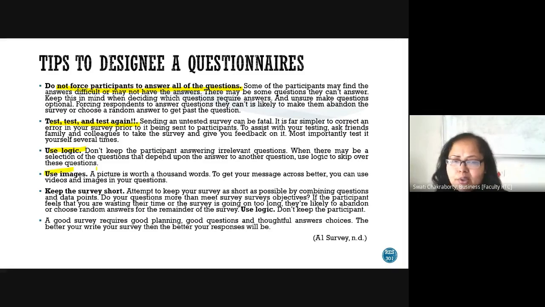Using images in your questions can help in getting the message across in a better way. Keep the survey short. Attempt to keep your survey as short as possible by combining questions and data points. A good survey requires good planning, good questions, and thoughtful answer choices. The better you write your survey, the better your respondents will be.